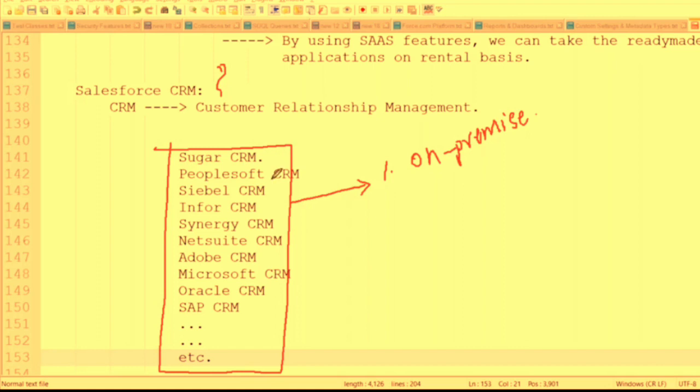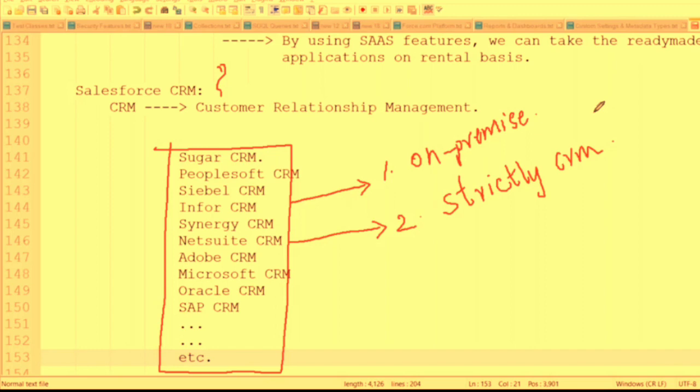Okay, now this is the first problem. The second problem is, whatever the CRM applications that we have, these are strictly CRM applications. What do you mean by strictly CRM applications? Now let me explain.